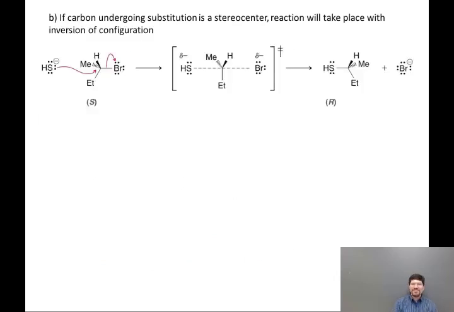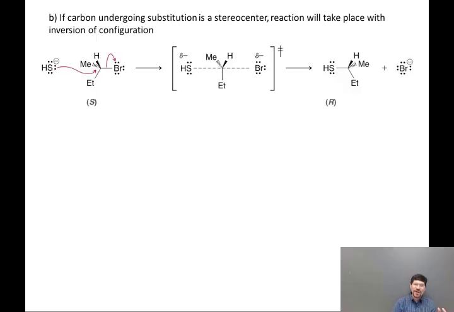Second consequence of backside attack is one of stereochemistry. So if the carbon undergoing substitution is a stereocenter, the reaction will take place with inversion of configuration. And that is also made clear through this depiction of the mechanism.